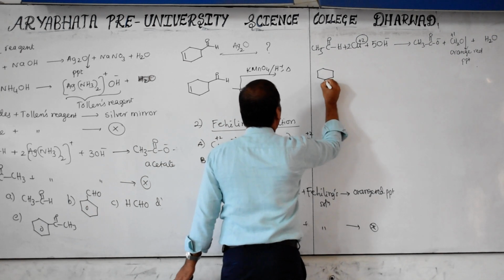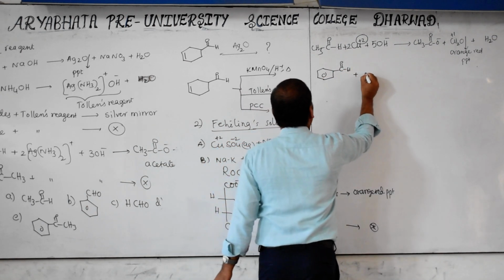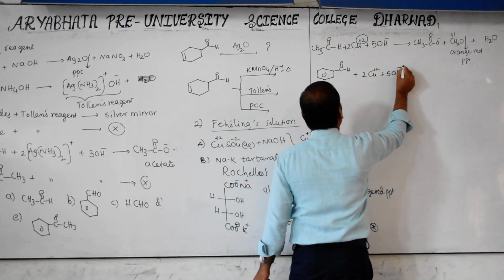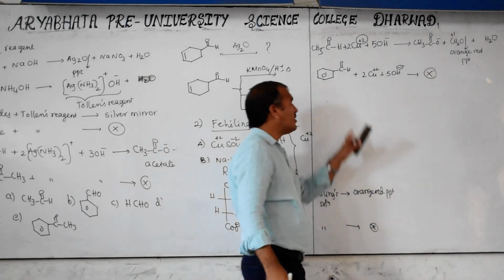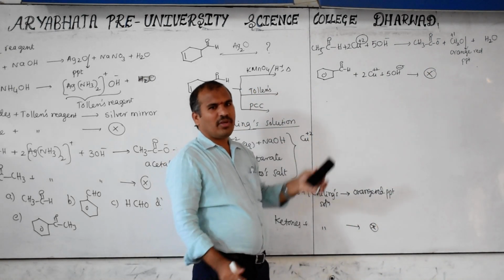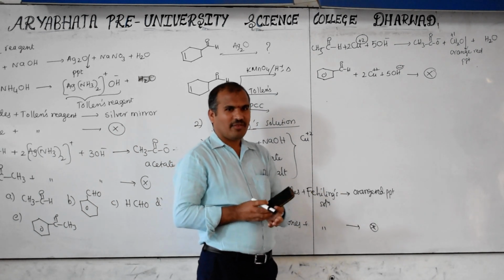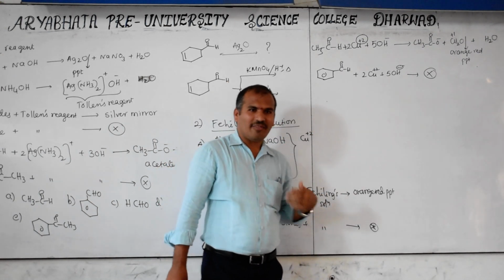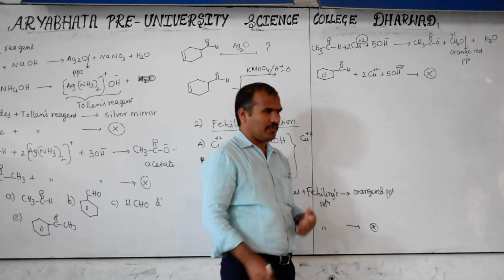Take benzaldehyde. This is an aldehyde only, but an aromatic aldehyde. Benzaldehyde with Cu2+ and 5 OH minus: there is no reaction. The reason is that it is aromatic. Simply telling that it is aromatic, so it does not give, is not correct. Somebody will tell you aromatic aldehydes do not give and aliphatic ones will give, but that is not the reason. It depends upon the mechanism.